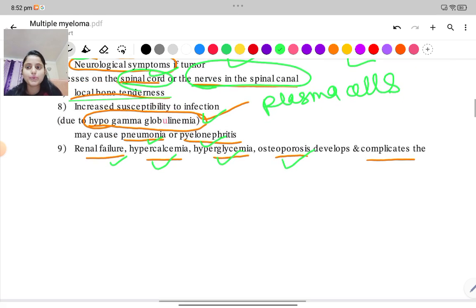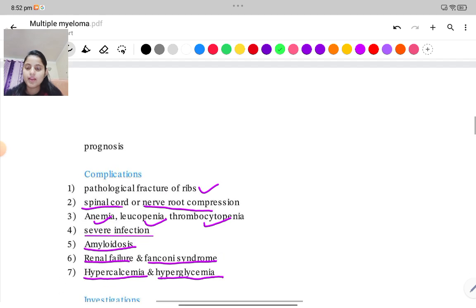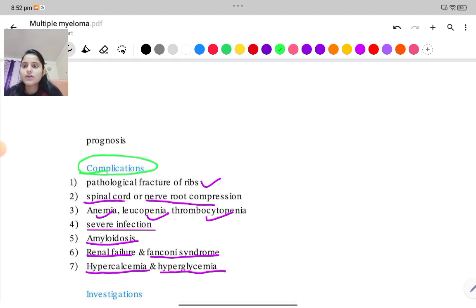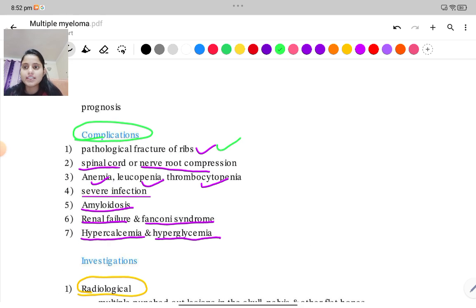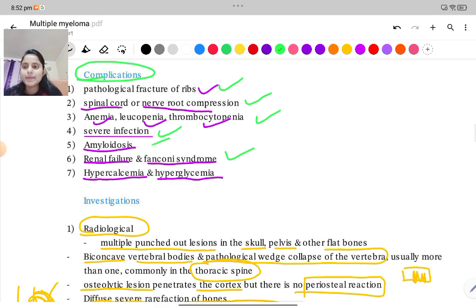and complicates the prognosis. On complications, it can cause the pathological fracture, it can compress the spinal cord or nerve root, pancytopenia can occur, severe infection, amyloidosis, renal failure and Fanconi syndrome, hypercalcemia and hyperglycemia.